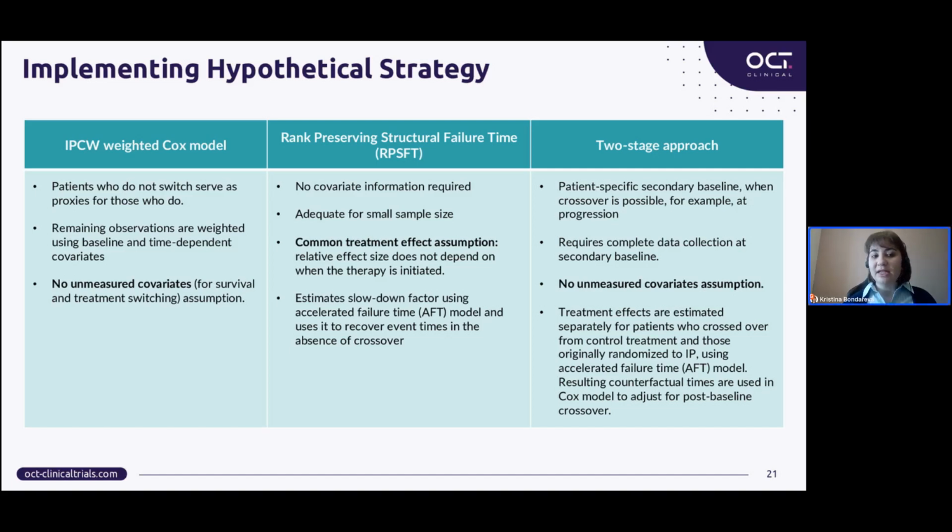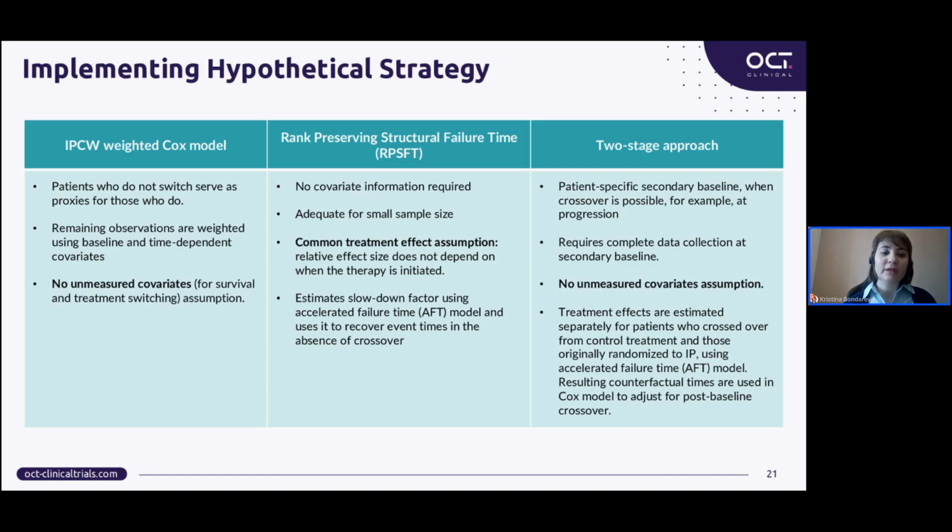Inverse probability of censoring weighting approach allows to adjust for censoring by assigning weights to the remaining observations using baseline and time-dependent covariates. Patients with similar characteristics to those who switched receive high weights. However, this approach is subject to the assumption of no unmeasured confounders. Other possible options include rank-preserving structural failure time models and two-stage models, which are based on different assumptions.